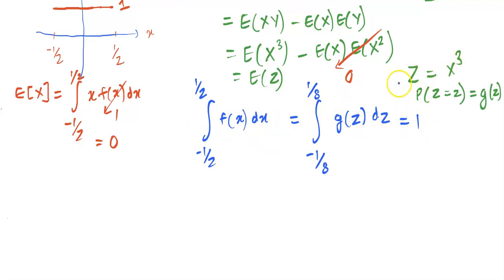So how do we know the expression for f of x? F of x is just 1. So we want to obtain the expression for g of z. To do that, let's use the fact that z equals x cubed, which we already have used here, but let's use that over here as well. So if z equals x cubed, dz would be 3x squared dx.